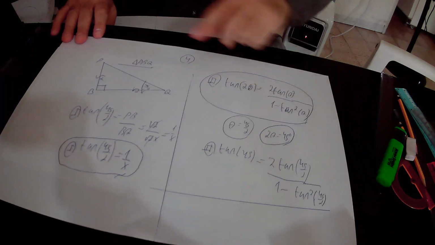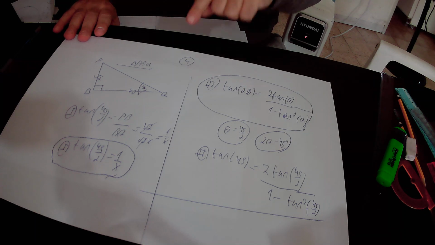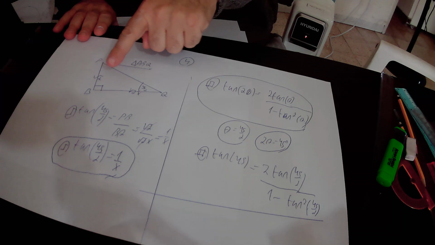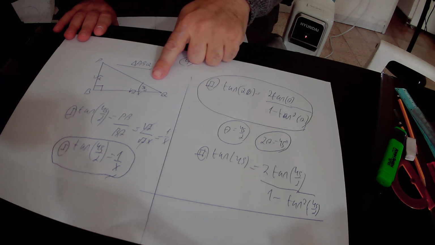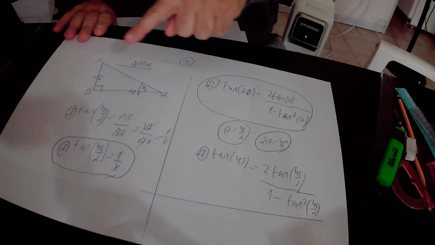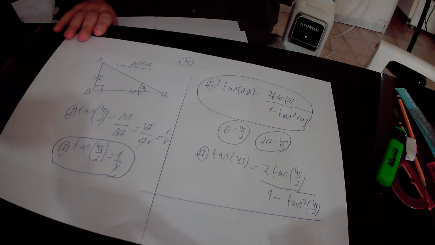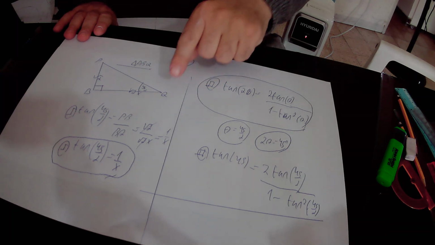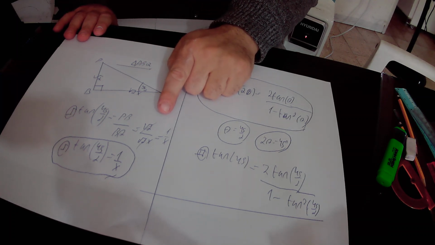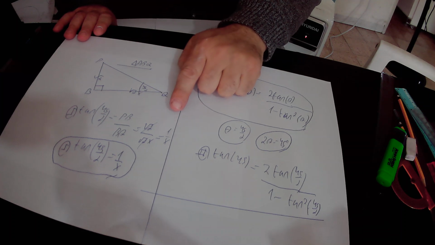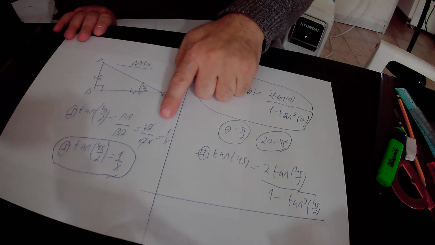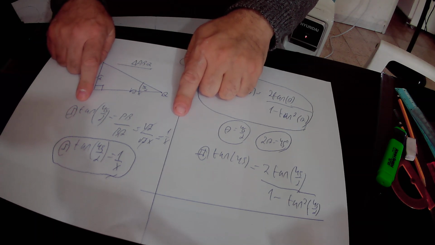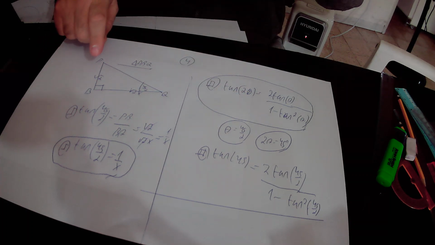Okay, so in this right triangle PBQ, tangent 45 over 2 degrees equals PB over BQ. PB is square root of 2 and BQ is square root of 2 times x. We have square root of 2 in the numerator and square root of 2 in the denominator, so the square root of 2 gets cancelled, and this expression equals 1 over x. So in total, we found that tangent 45 over 2 degrees equals 1 over x. This is equation number 1.